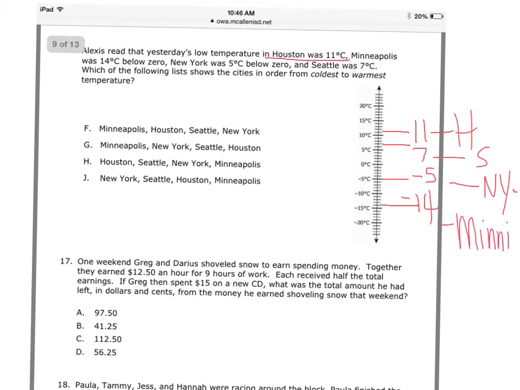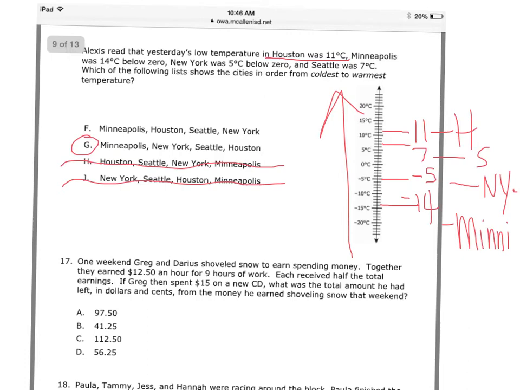Okay, coldest to warmest would be going that direction. So negative 14 is Minneapolis first, so I'm going to eliminate this one and eliminate this one. Okay, and the next is New York City. That would be this one.